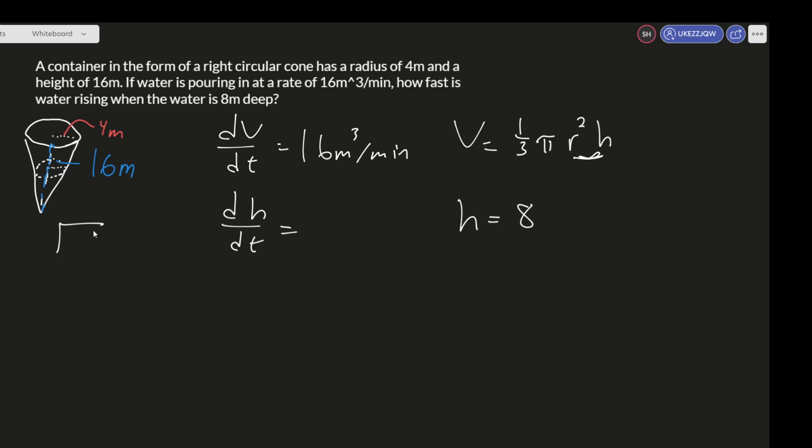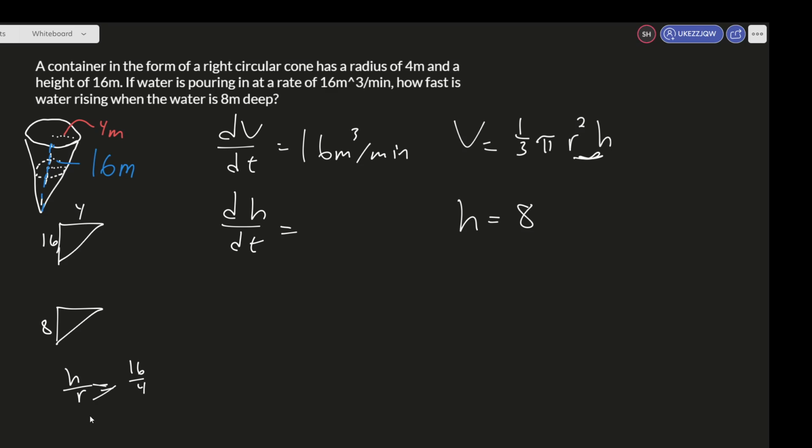We see that these are basically right triangles in the cones, where we have 4 and 16. And we have a smaller triangle inside of that, where I don't necessarily know the radius here, but I do know the height is 8. So we can create some type of proportion, where let's take our 4:16 triangle. Let's say the height over the radius is equal to 16 over 4.